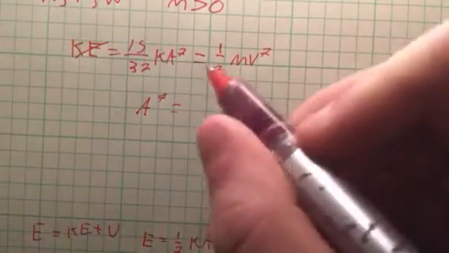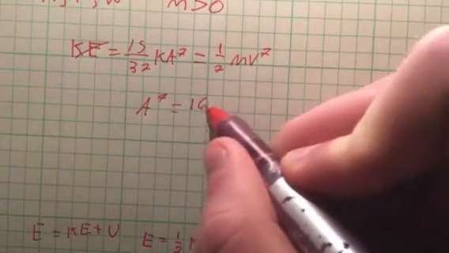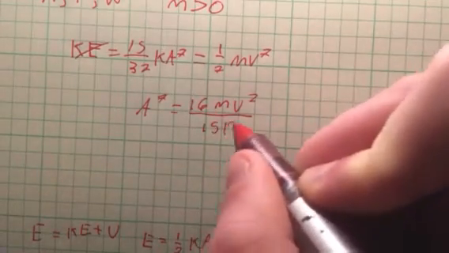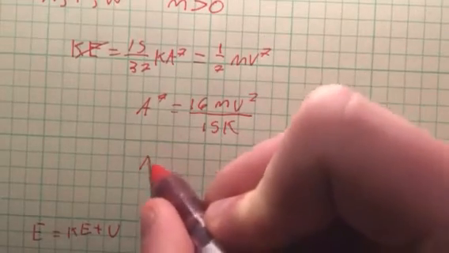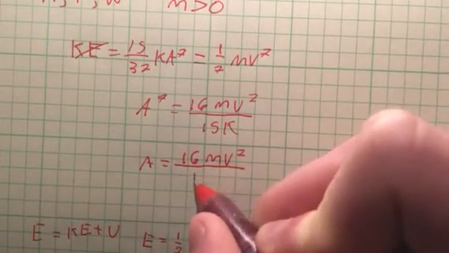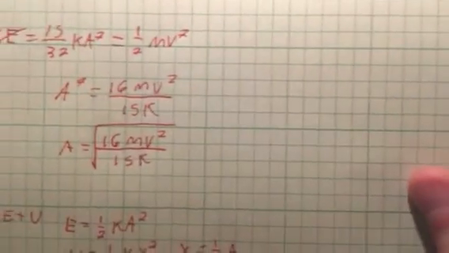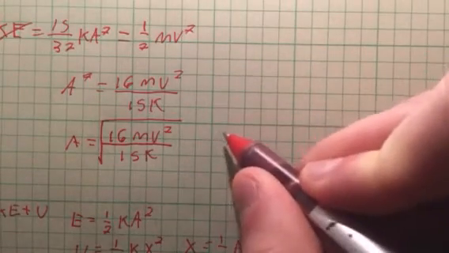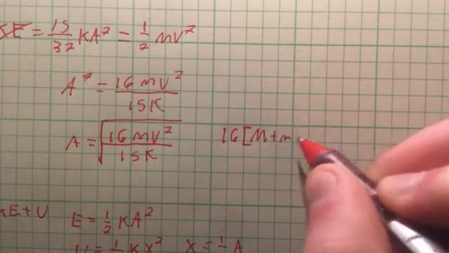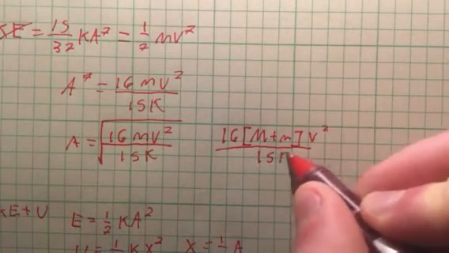I'm going to try to do this best as I can. So let's see. 1/2 mv squared, so you'd end up having 32 times 2, which would be 16 mv squared over 15k. And then, of course, take a square root. It's going to be 16 mv squared over 15k square rooted. Perfect. So now we're going to write the equation with the mass added to it. So we have 16 (m plus little m) v squared over 15k.